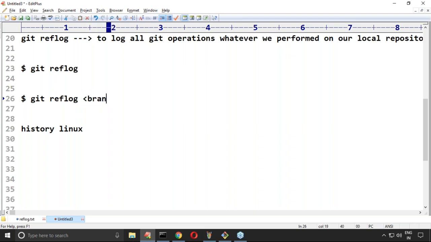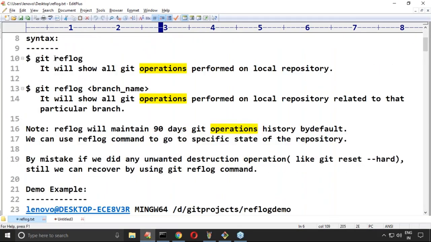Whatever branch name you are using, it is going to provide that information. Take a bit special care. Can I go for a small example so that you will get much clarity? What is the use? Just observe what the syntax is.